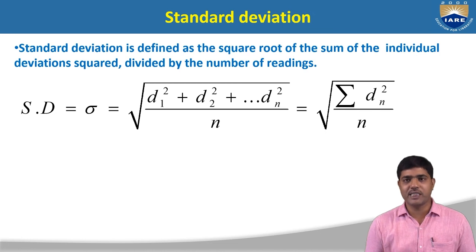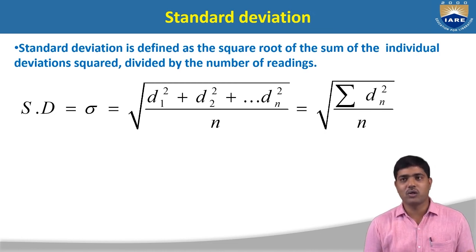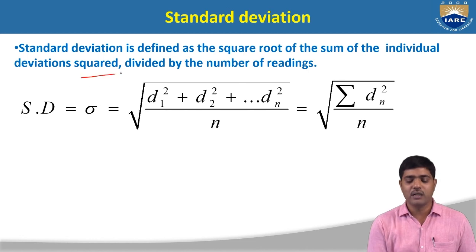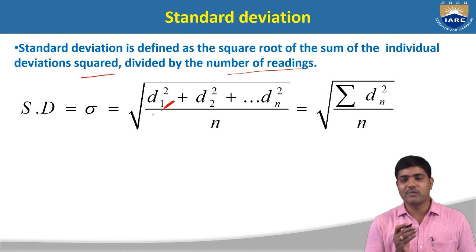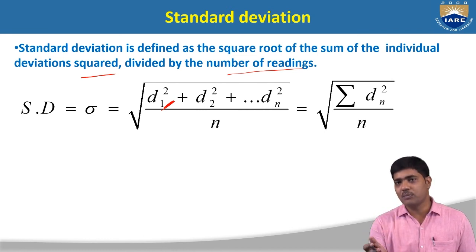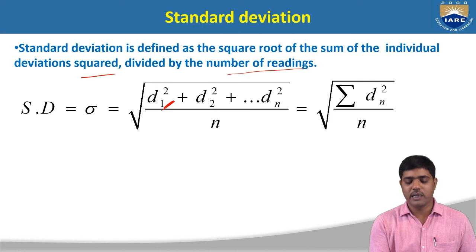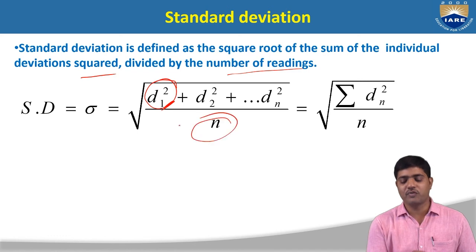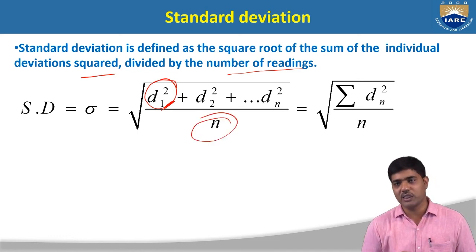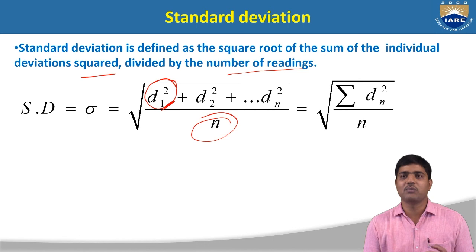Now the standard deviation is defined as the square root of the sum of the individual deviations squared, divided by the number of readings. The deviation we already calculated, that is the individual value minus the arithmetic mean value. So the standard deviation is the square root of the sum of the individual deviations squared divided by the number of readings. Especially these random characteristics are very useful to estimate the approximate reasons for errors, so that you can correct them in the measuring instruments.